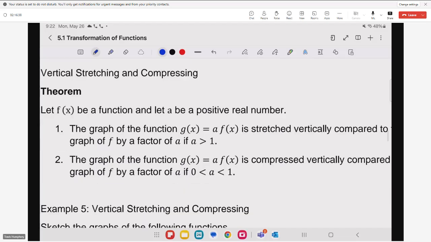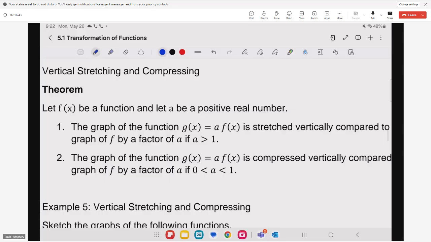All right, the next transformation is stretching and compressing, and this is all dealing with the leading coefficient and the value of that number that's in front. So the graph of g of x equals a times f of x is a vertical stretch if a is greater than 1, and if a is between 0 and 1, it is a vertical compression.